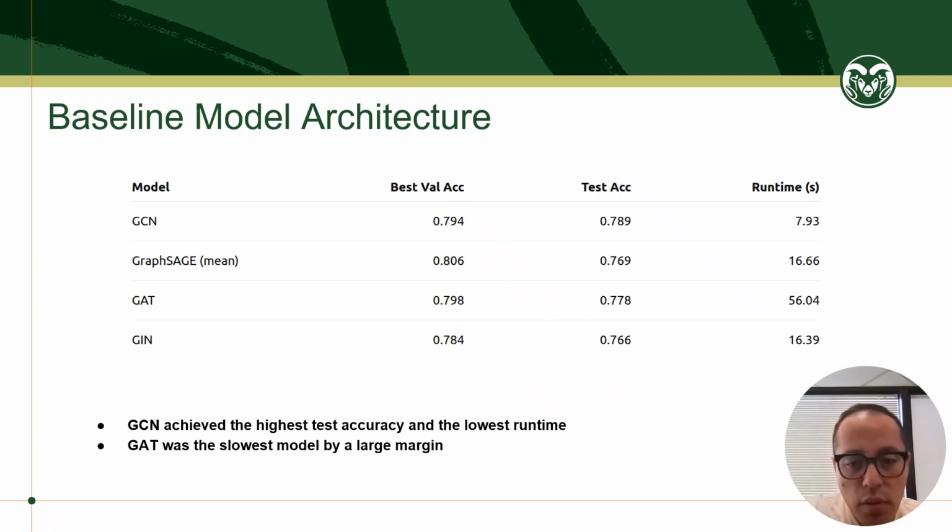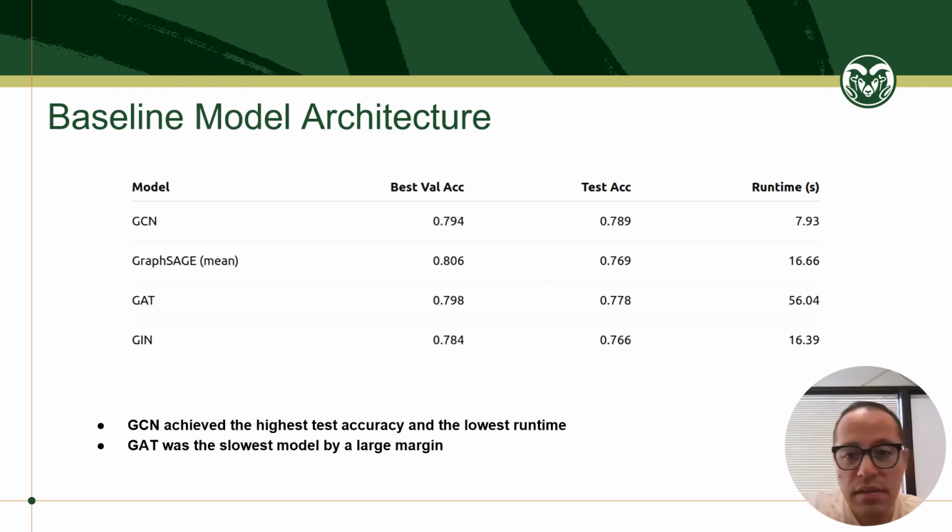Baseline model architecture. This slide shows the baseline model comparison results. Among all 4 models, GCN performed the best on the test set, reaching an accuracy of 0.78, almost 0.79. It was also the fastest model to train. GraphSage with mean aggregation had the best validation accuracy, but that did not translate into the best test accuracy.